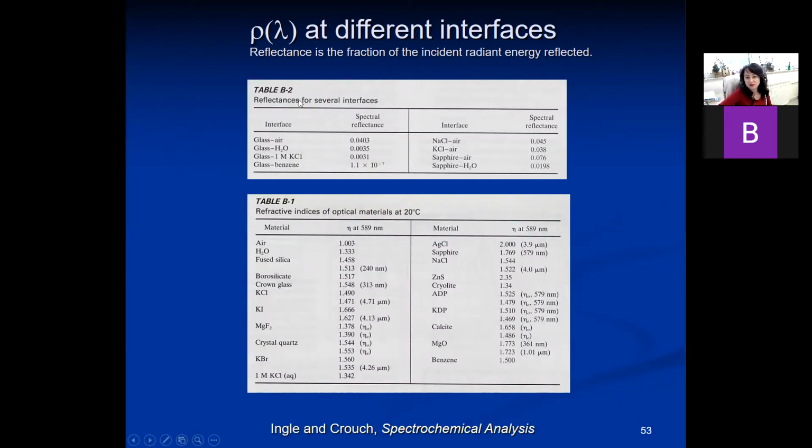Let's look at the table. For example, the glass-air surface has a spectral reflectance value. What is spectral? The surfaces are smooth and the light comes in and is reflected in the parallel direction. The value is 0.0403. For example, glass-water, glass-1 molar potassium chloride, glass-benzene.